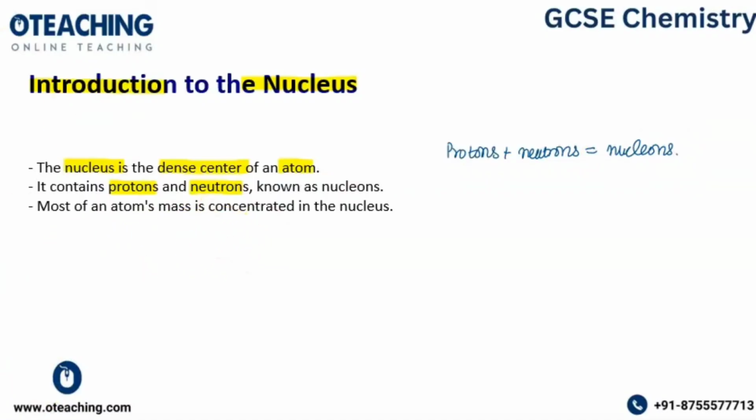Most of an atom's mass is concentrated in the nucleus. This is an atom, and this is the nucleus. Most of the mass is concentrated here inside the nucleus, and this is the empty space, and these are the orbits where electrons revolve around the nucleus. So we can see that most of an atom's mass is concentrated inside the nucleus.